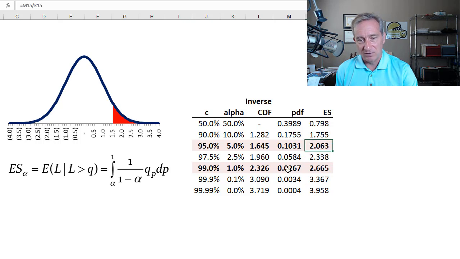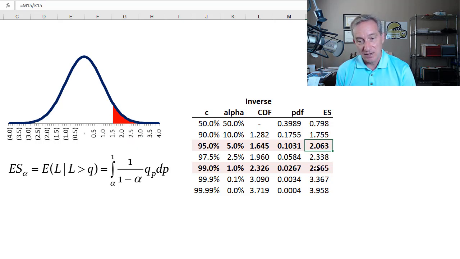We just take, here's my 95%. It's actually just the PDF, that's the probability density function, divided by alpha, or significance being 1 minus the confidence level. So the 95% expected shortfall, which we do expect to be greater than the quantile 1.645, is 2.063. So that's the weighted average value, conditional on us being in the 5% tail.